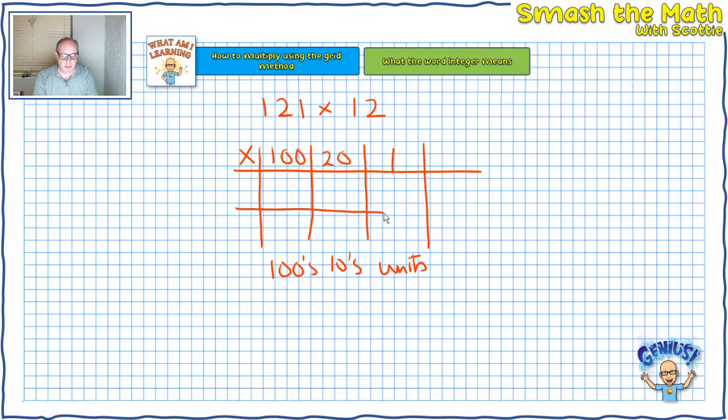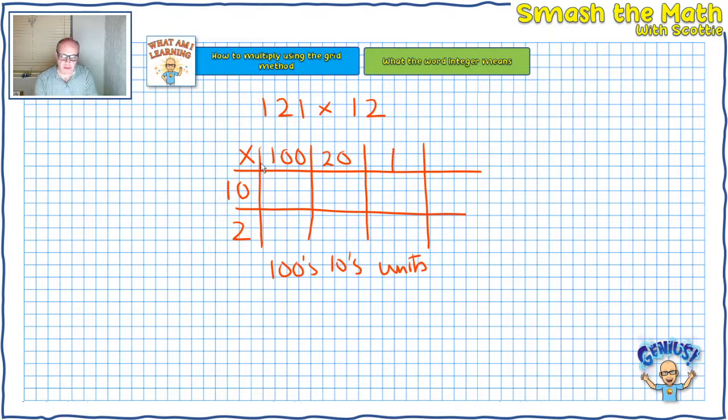And down the bottom here now, I've got tens and units, right? So I've got one lot of 10 and 2 units. So I've split my numbers up into place order, and I've got 100 and 20 and 1, and 10 and 2, which makes 12. And we're going to do exactly the same thing as we were doing before.